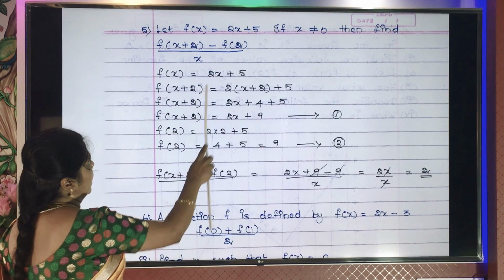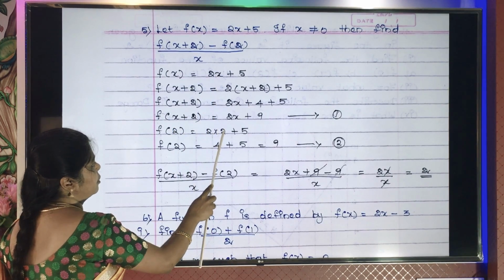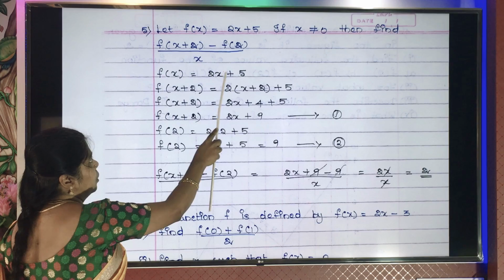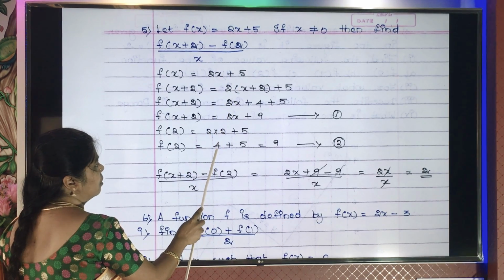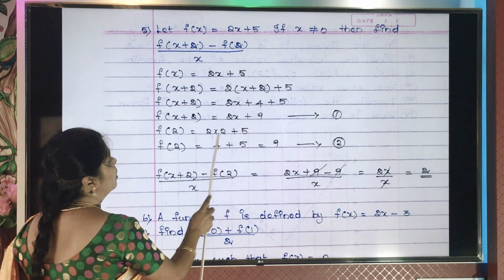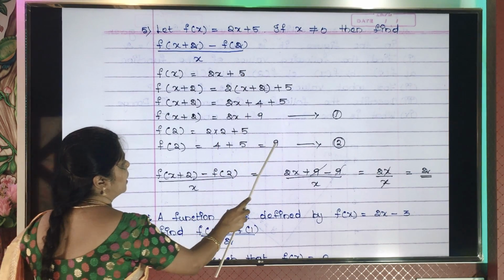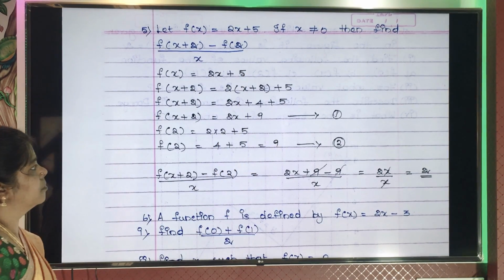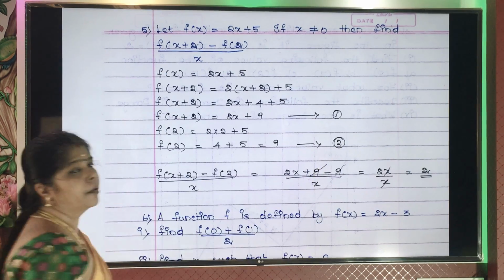Now I need to find f of 2. So again in the place of x let me substitute 2. 2 into 2 plus 5. Sorry, it is 2 into 2 plus 5. So 2 into 2, 4, plus 5. The answer is 9. Mark this as equation number 2.